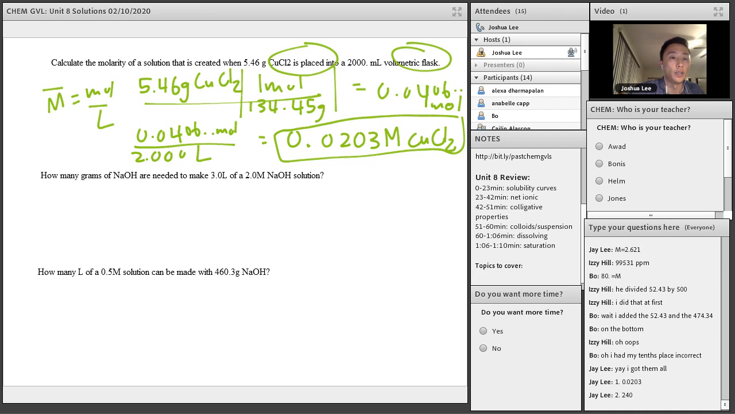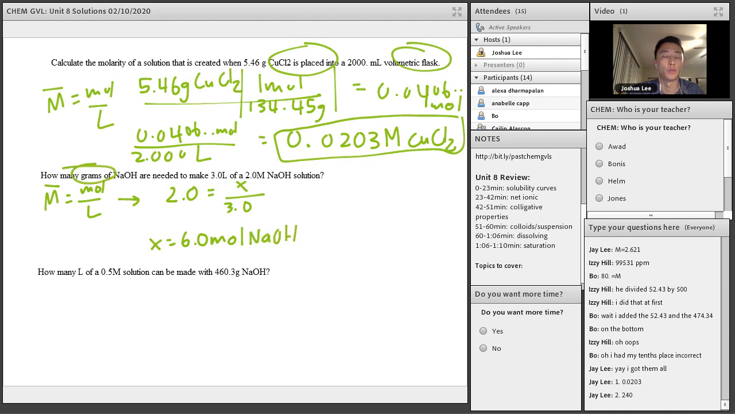And how many grams of NaOH are needed to make this? So same thing, molarity is moles over liters, but this time we have molarity and we have the liters. So then it's going to look like 2.0 equals x over 3.0. So then x is going to be 6.0, but remember this is 6.0 moles of NaOH, and we want to know grams. So all I did was cross multiply. I set it up because I know molarity is moles over liters, plugged in the molarity, plugged in the liters, and solved. So I need 6 moles of NaOH.